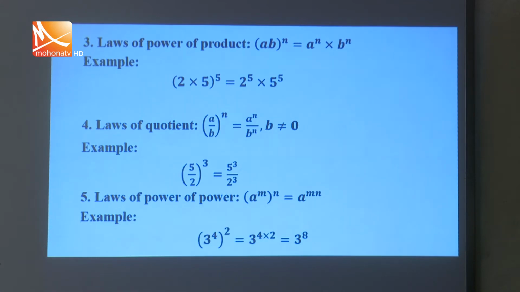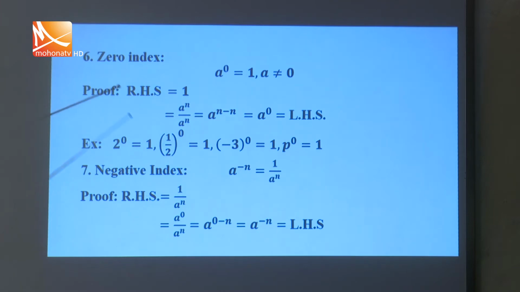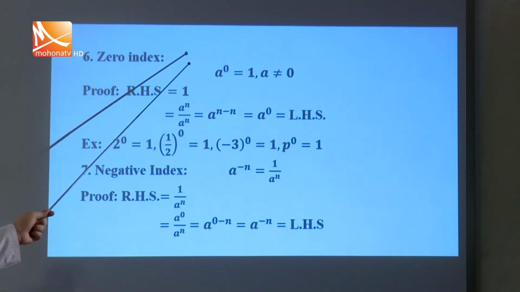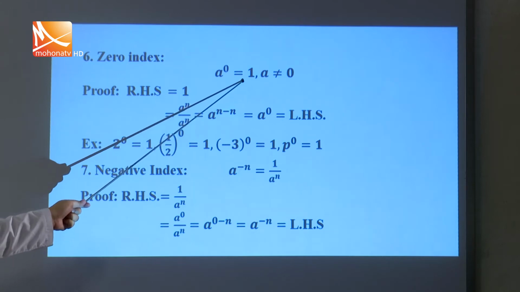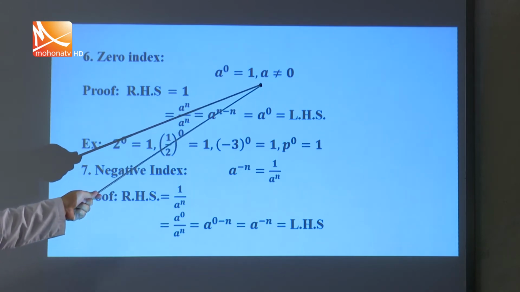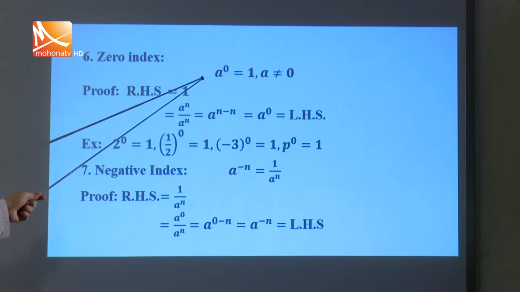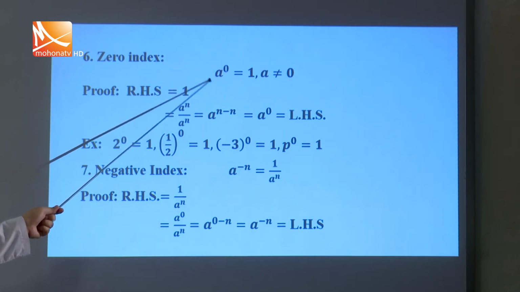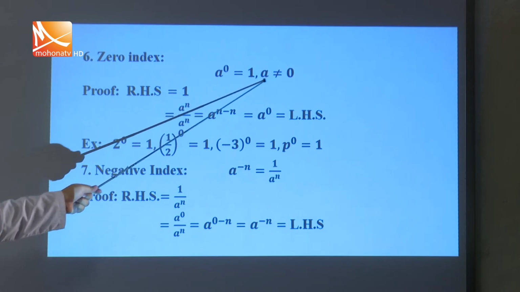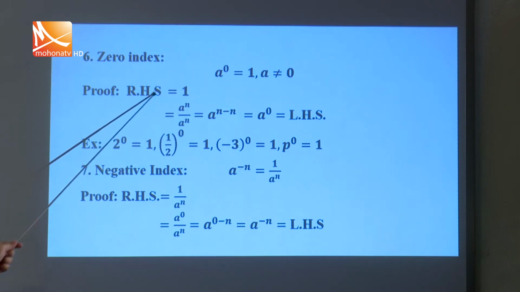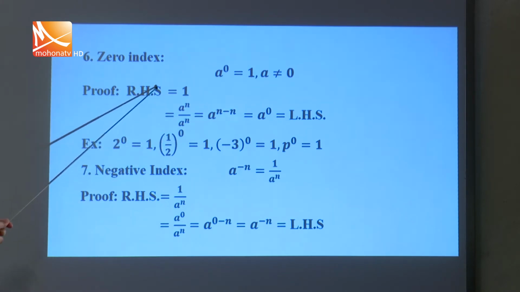Let us see our next formula, which is called zero index. That means if we have a^0 equal to 1 and a is not equal to 0, this is the condition, because if you put the base as 0, you will get an indeterminate form. So, you have to avoid putting 0 as base. So, you can prove it in a simple way.